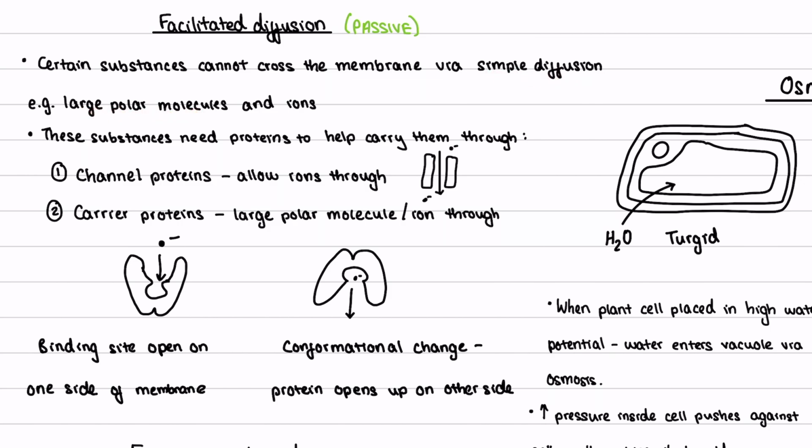Now, facilitated diffusion is still passive, however certain substances cannot cross the membrane via simple diffusion, such as large polar molecules and ions, so they need some help. They use proteins to help carry them through the membrane.